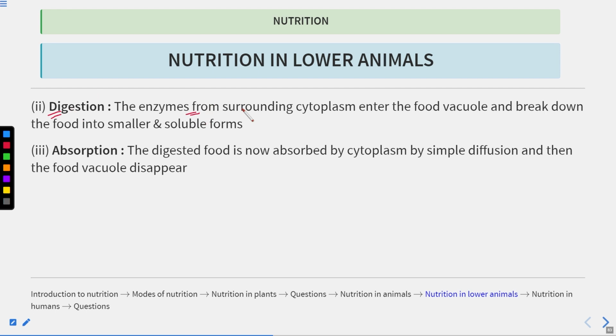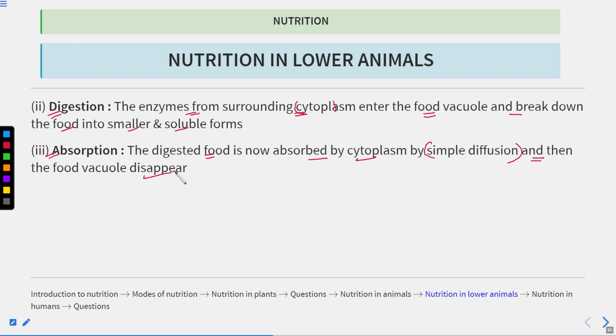Next is the digestion. Here the enzymes from the surrounding cytoplasm enter the food vacuole, and breakdown of the food into smaller and soluble form takes place. Then what happens after digestion? Absorption. Here the digested food is absorbed by the cytoplasm. By which process? By simple diffusion. And then the food vacuole disappears in the end. That's why it is the temporary storage or the temporary stomach.